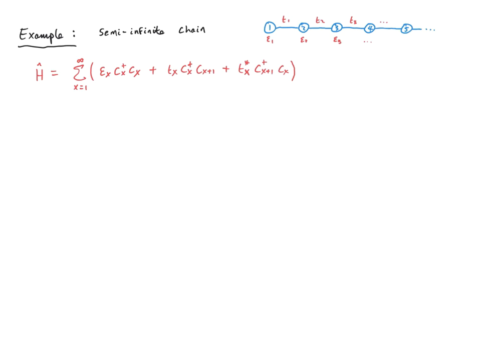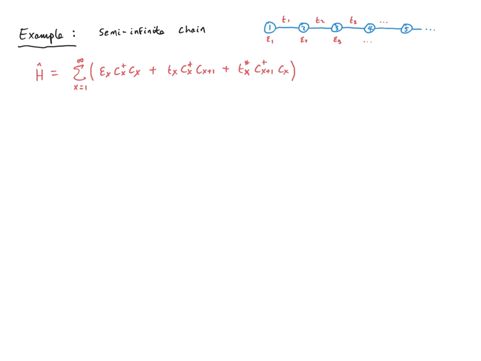The next example is that of a semi-infinite tight-binding chain. We've encountered this example a few times already, but here I'm introducing some additional complexities to illustrate the power of the equations of motion technique. So the setup is illustrated here. I imagine that I have a semi-infinite chain, which means that I start with orbital 1, then it goes to orbital 2, and so on, all the way up to infinity.